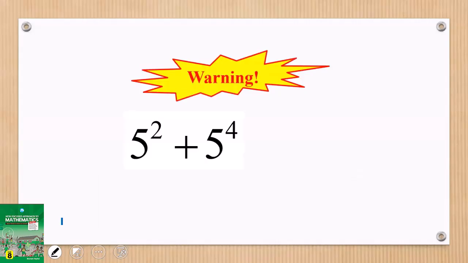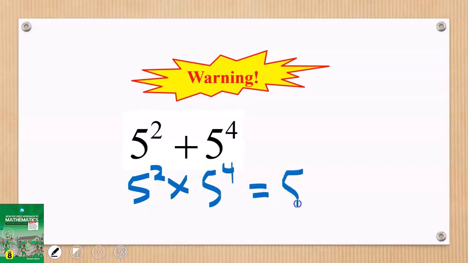Okay, let's do the second law. Now, before the second law comes, there's a warning here. You see, when we have 5 exponent 2 times 5 exponent 4, we say this will give us 5 exponent 6. But when there is a plus here, it means you can't apply the principle and say this is going to be equal to 5 exponent 6. When there is a plus here, the law does not work. It's a warning. Don't make this mistake.